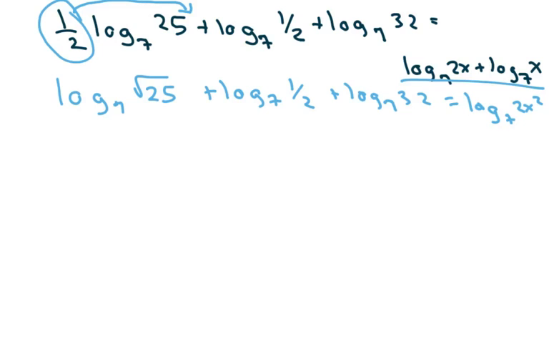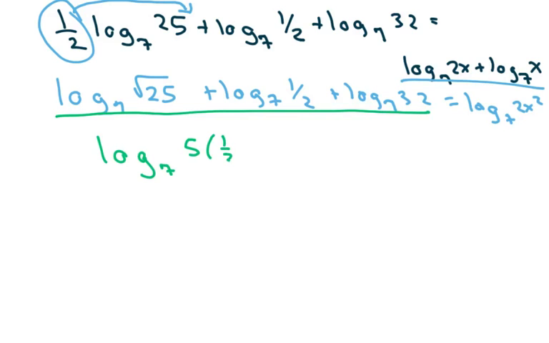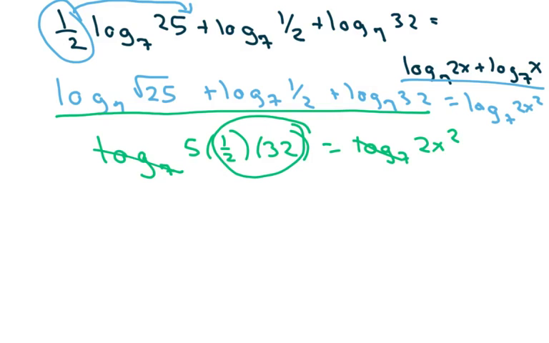So this is very similar to the other one. Now I'm going to combine all of this into a single log. So it's log base 7 of 5 times 1/2 times 32 equals log base 7 of 2x squared. I can cross these out. We don't have to deal with that. Half of 32 is 8, so that's going to be 40 equals 2x squared. Divide both sides by 2.